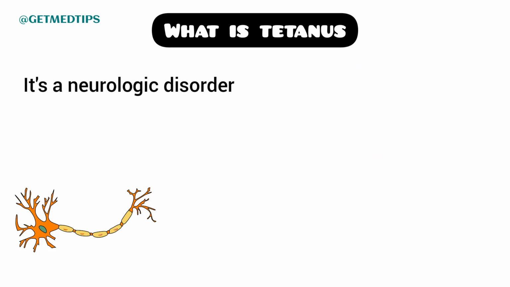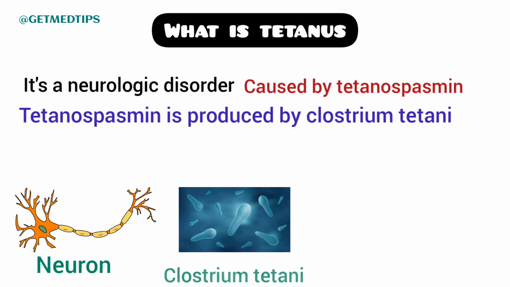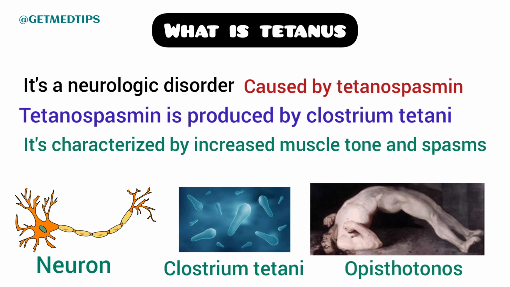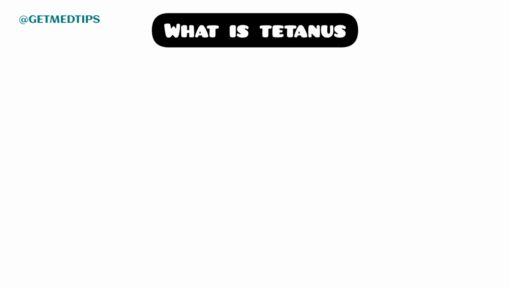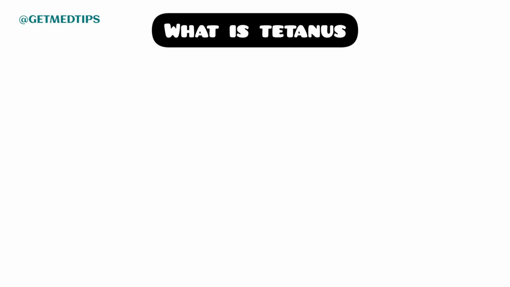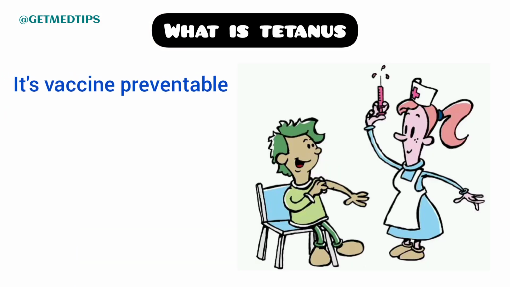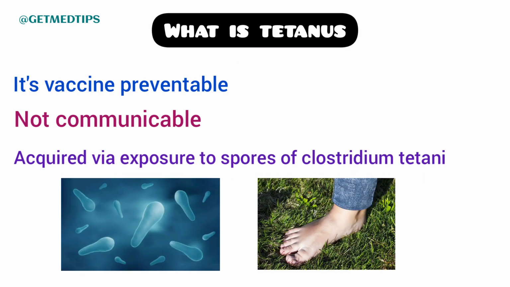What is tetanus? Tetanus is a neurologic disorder caused by a neurotoxin called tetanospasmin, produced by the Clostridium tetani, and is characterized by increased muscle tone and spasms. Note that there is no involvement of the brain in tetanus. It affects the spinal cord. Tetanus is the only vaccine-preventable disease that is not communicable but acquired via environmental exposure to the spores of Clostridium tetani.